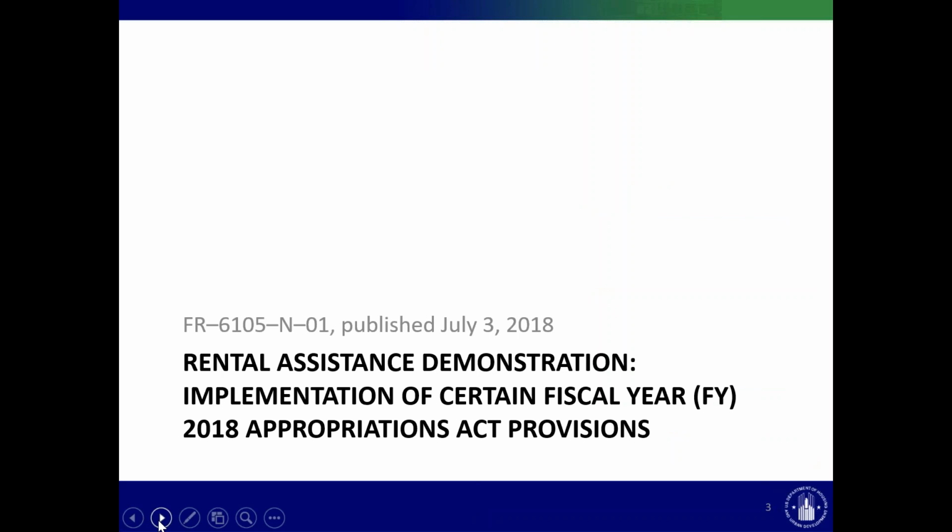Okay, so let's get started. The first of the two notices that we're going to discuss today was published in the Federal Register, technically published on July 3rd, 2018. It's called Rental Assistance Demonstration, Implementation of Certain Fiscal Year 2018 Appropriations Act Provisions.